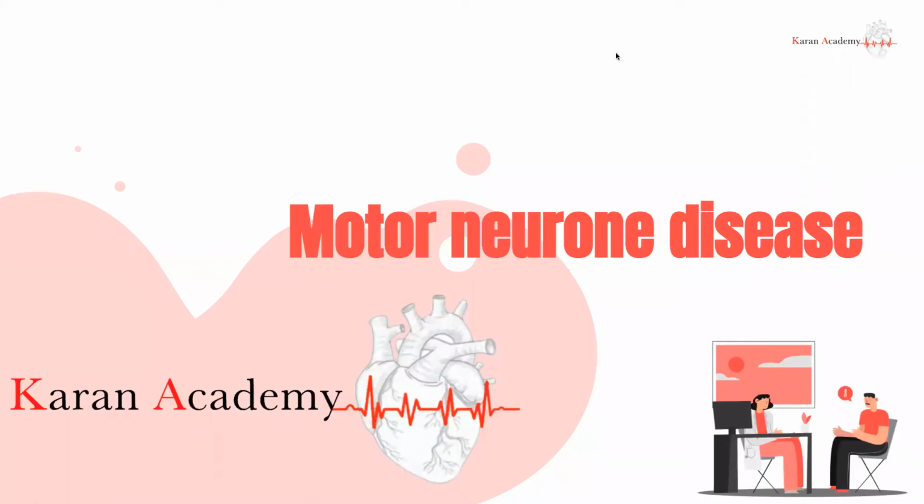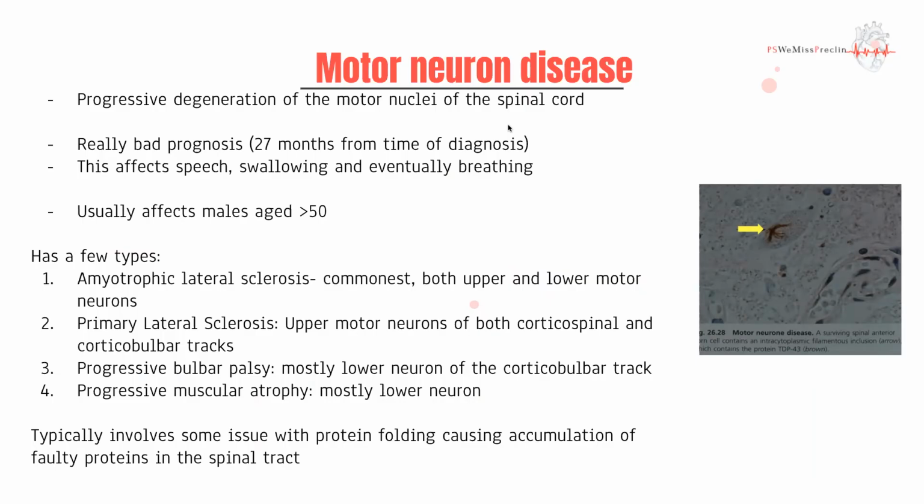My name is Karan, and today we're going to be talking about motor neuron diseases. So it's a progressive degenerative condition of the motor nuclei of the spinal nerves. And what you need to know is that it has a relatively bad prognosis, which is about 27 months, a bit over 2 years. It affects speech, swallowing, and eventually breathing. So these are all muscle groups that are commonly affected.